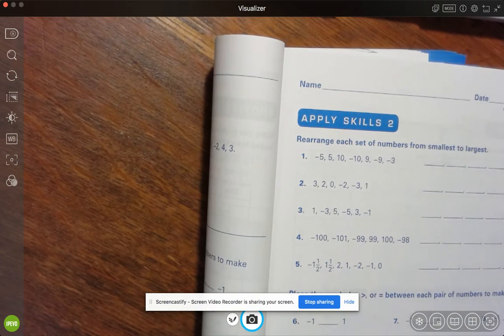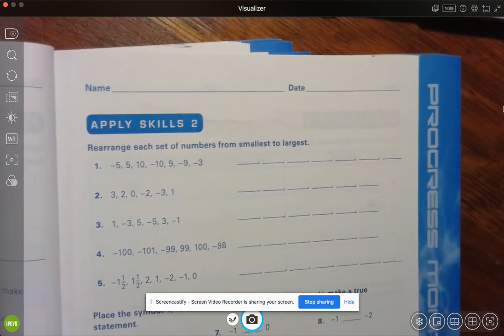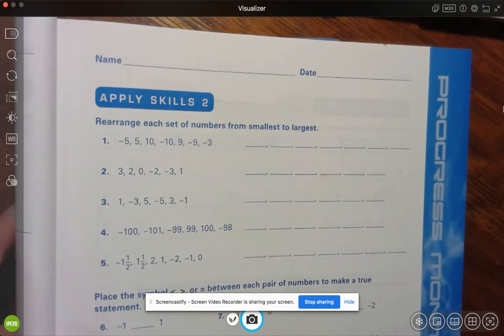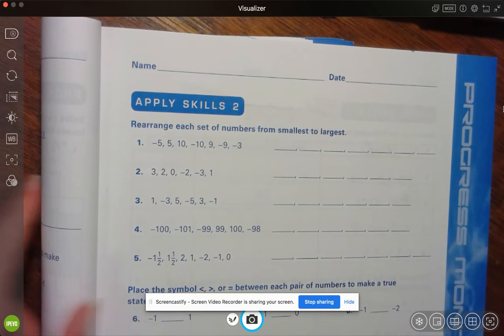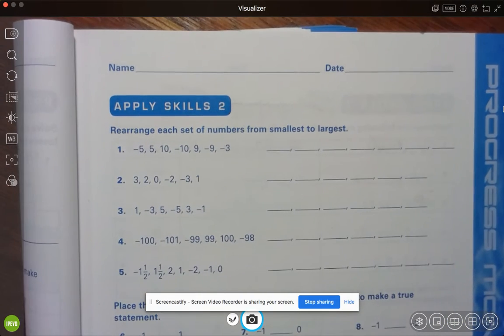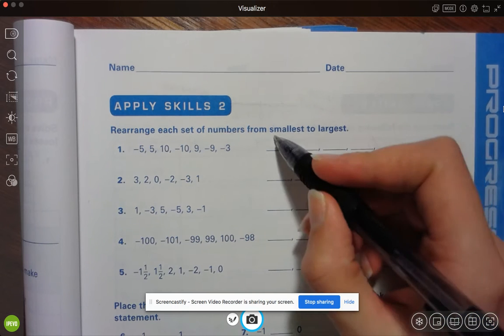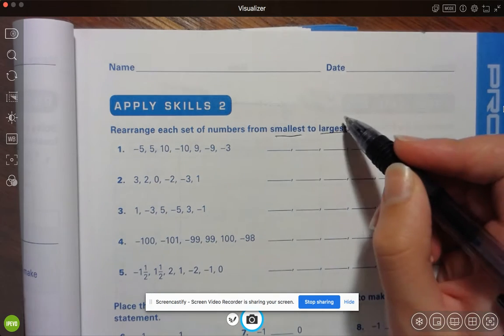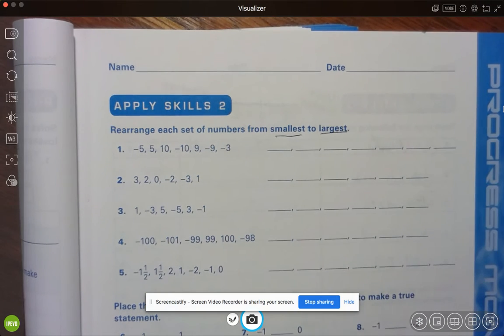All right, guys, we're going to talk a little bit about Objective 3, which you guys took a pre-test on in class. So we're going to talk about ordering rational numbers, so putting them from smallest to largest. And we could do largest to smallest. It's the same idea of what we're going to be doing.